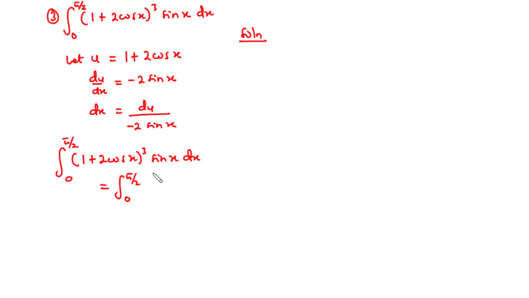1 plus 2 cos x is u, so u cubed times sine x times dx, which is du divided by negative 2 sine x. So sine x cancels out sine x, and then we are left with 1 over negative 2. So negative 1 over 2 comes outside. We have the integral of u cubed du from 0 to pi on 2.